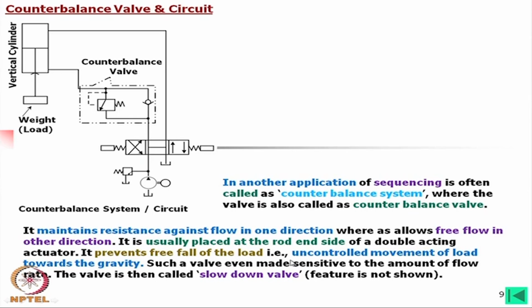Why is the counterbalance used? This prevents the free fall of the load, that is, uncontrolled movement of the load towards gravity. What will happen? You must have seen in a crane, suppose when we release the brake of the load lifting hook or the drum, then it will start falling, and as you know, due to gravity it will start accelerating. And when it touches the ground, there will be a severe impact. To prevent that, we must control the load.